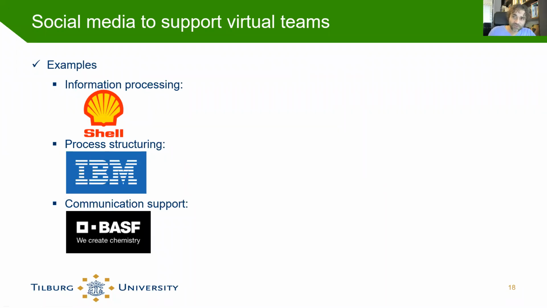So all these examples, I think, show that social media is very suited to supporting those three functions of technology in a virtual team: information processing, process structure, and communication support, and that they all can really contribute to an organization being able to share knowledge, to work together more efficiently.